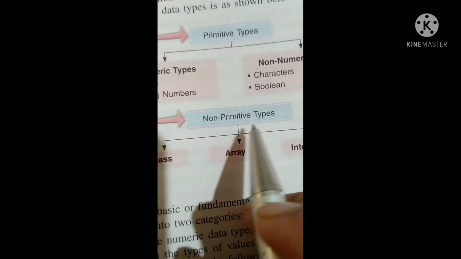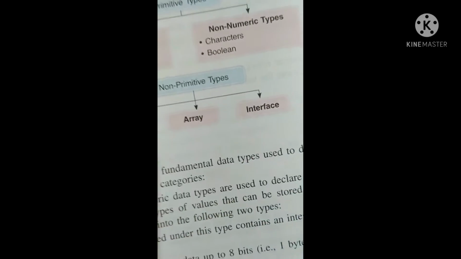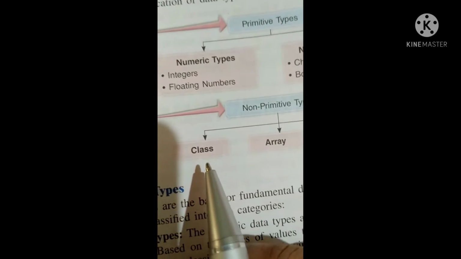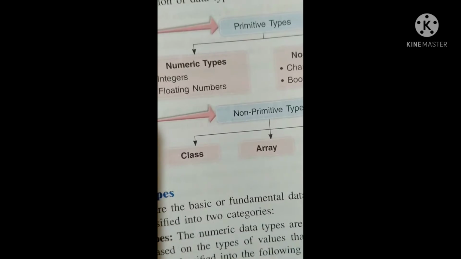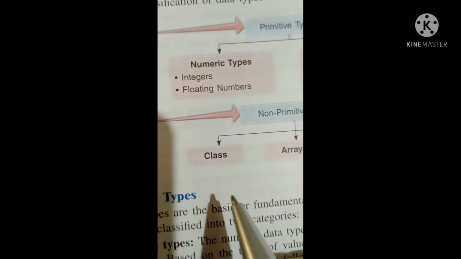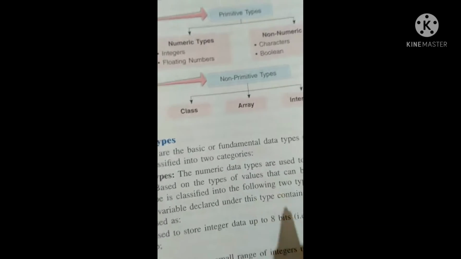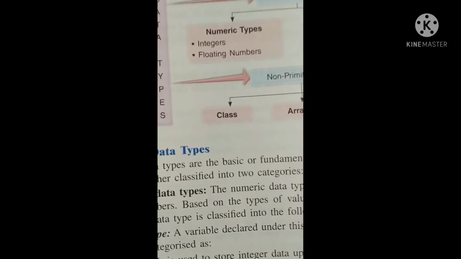Non-primitive data types: class, array, interfaces. These are the user-defined data types. The user creates these types of data types for their need. Class we create ourselves, according to our need. Interface, array, these things we will study later in the programming section.